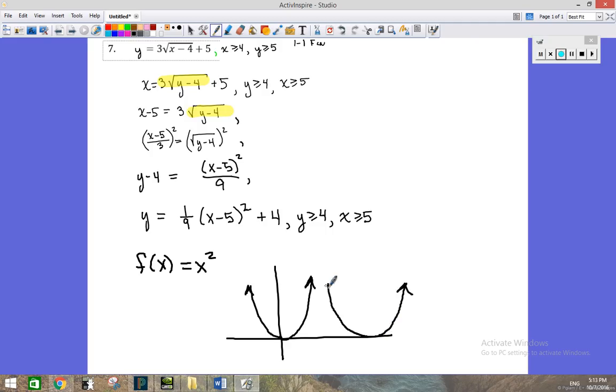So I know that the vertex that was at the origin is now over here at 5, 0. The 1/9 is a vertical shrink by a factor of 1/9. So my parabola is going to open a little bit wider with that being 1/9, because the vertical distances away from the x-axis have all been divided by 9. To divide by 9 is the same as to multiply by 1/9. Finally, that plus 4 is going to shift this up 4 units.